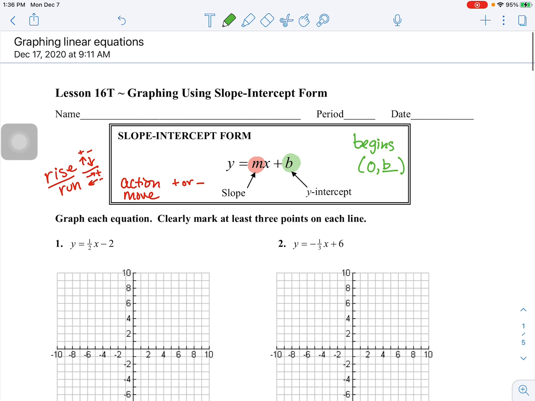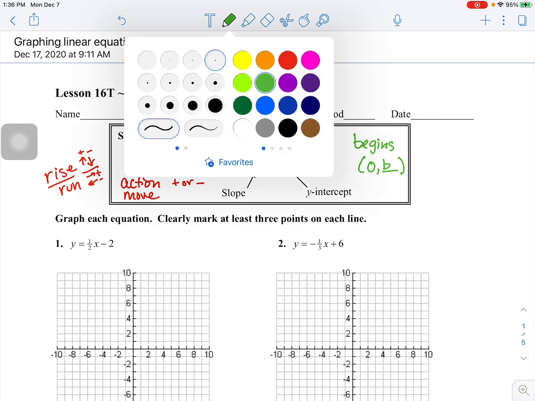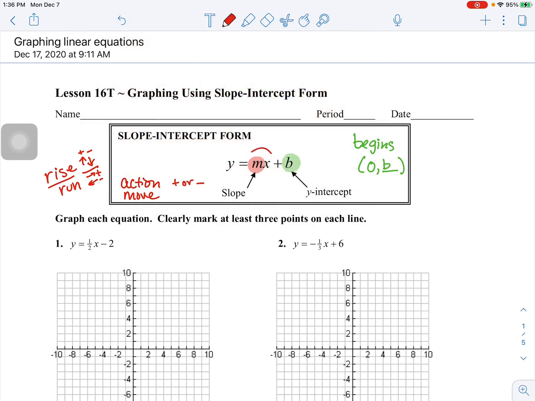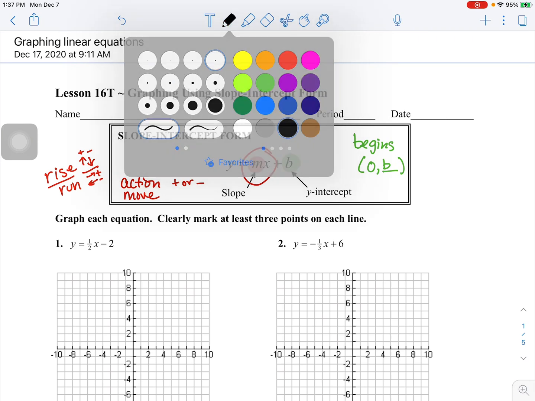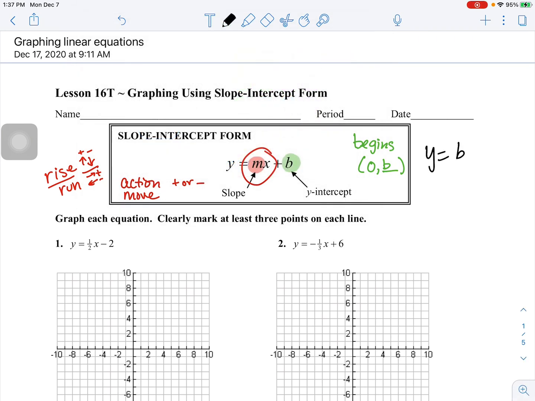So the other thing to remember is that slope is always touching x. It's always attached to x. So sometimes they'll flip the order. They might write the equation as y equals b plus mx. Whatever's with the x is your slope, and the number that's not with x, I sometimes call the plain number, that's your y-intercept that starts at 0.